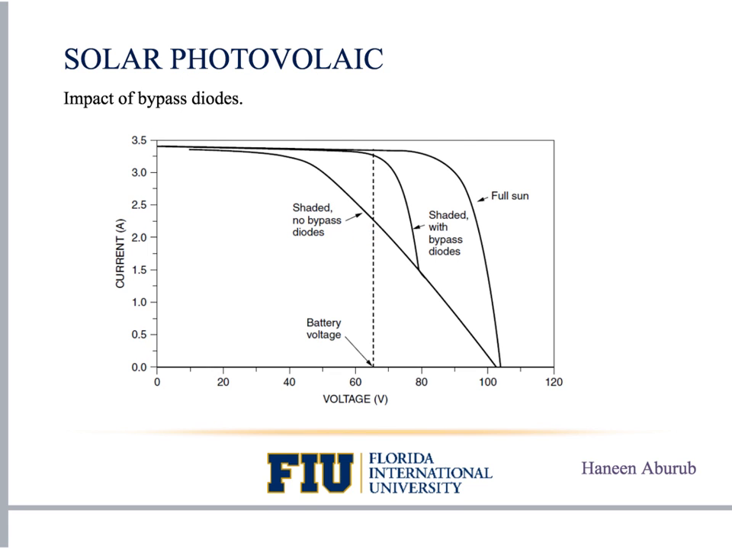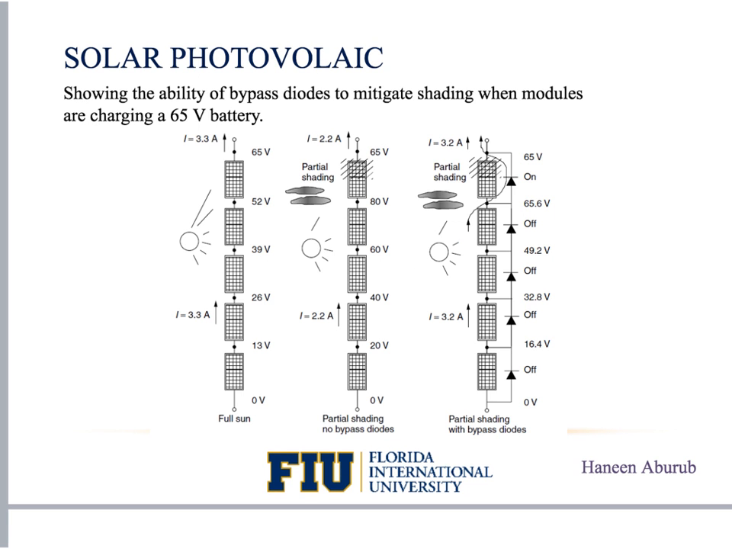So if we go from the 65 volts, the current drop is very little compared to when we don't have bypass diodes. Now this figure shows the 5 modules connected together in series that we talked about in the previous figure. Each module delivers 13 volts, and the sum of these voltages will give you the 65 volts required to charge the battery bank.